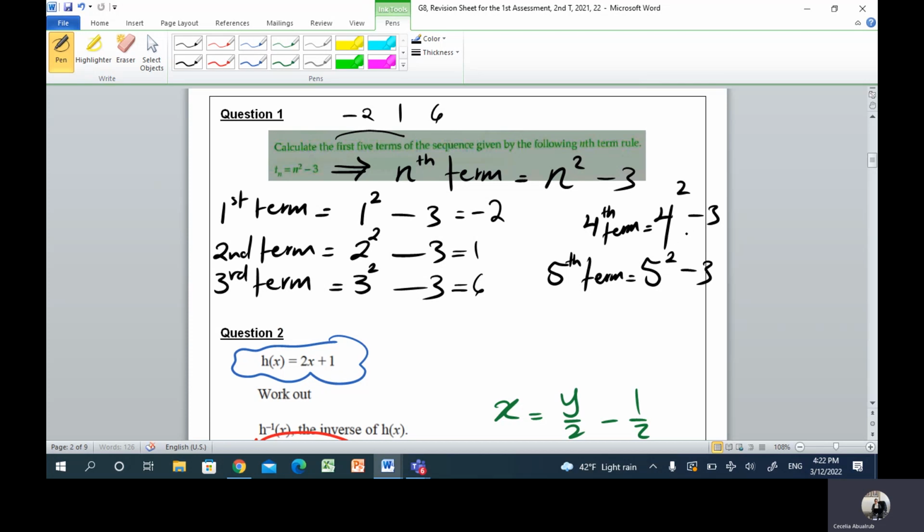And then the fourth term, it will be 4 squared, which is 16. And then 16 minus 3. Then the fourth term, it will be 13. Okay. The fifth term, 5 squared, which is 25 minus 3. So the fifth term, it will be 22. So first term, second term, third term, fourth term, and fifth term. The first term is negative 2, second is 1, third term is 6, fourth term is 13, and fifth term is 22.